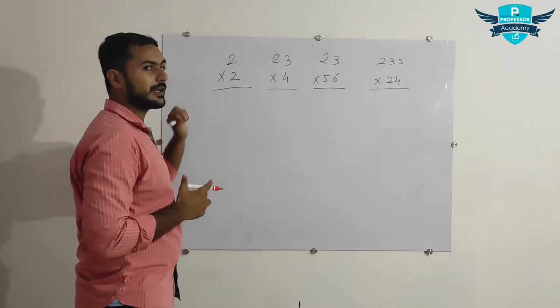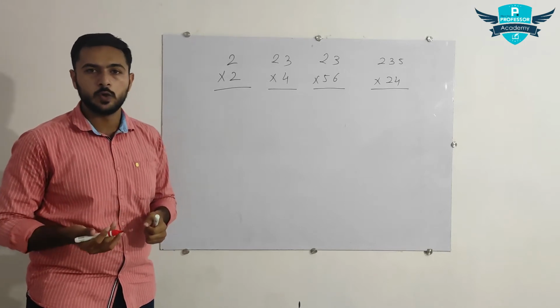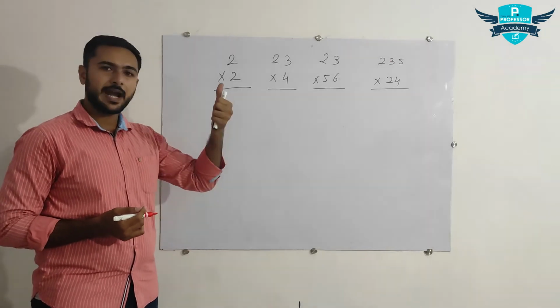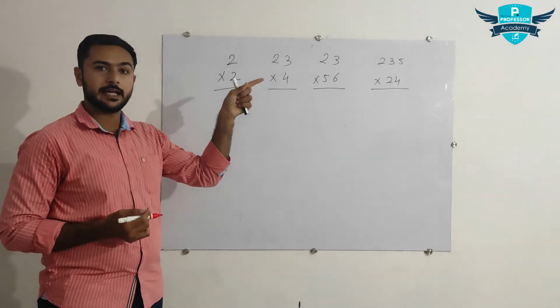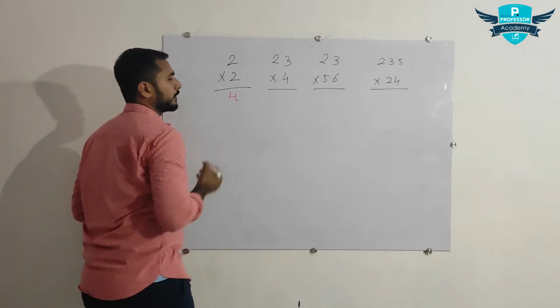This is 2 multiplied by 2. So what we will do? Simply we will remember the table of 2. Here you can see the table for the 2. From there, just identify 2 multiplied by 2. It's there. 2 2s are 4. So here I will just write 4.